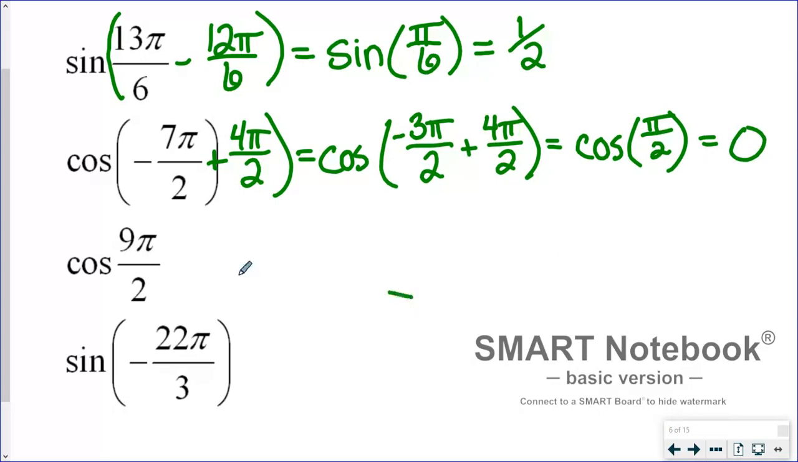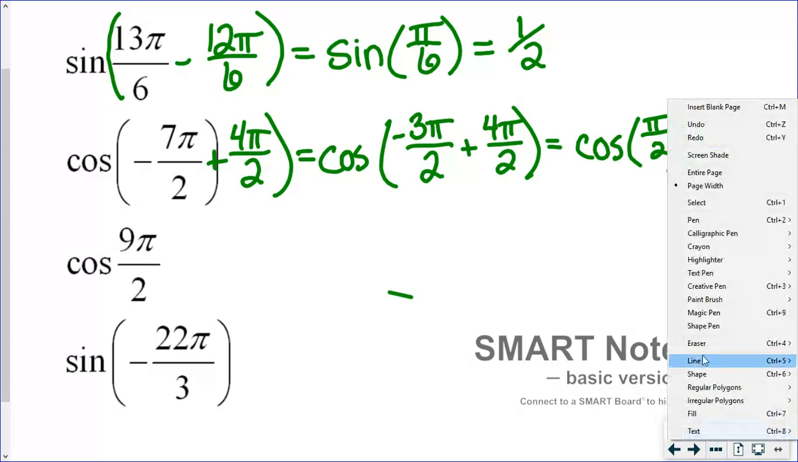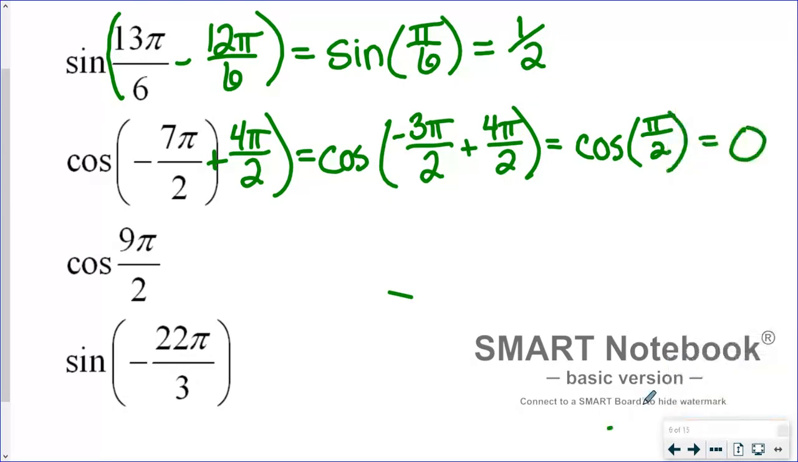Now you go ahead and try these next two. You're going to have to use coterminal angles to get to something that is on the unit circle. Take a minute and try to figure out those values.